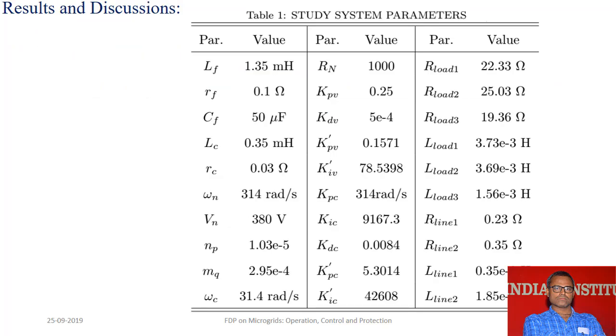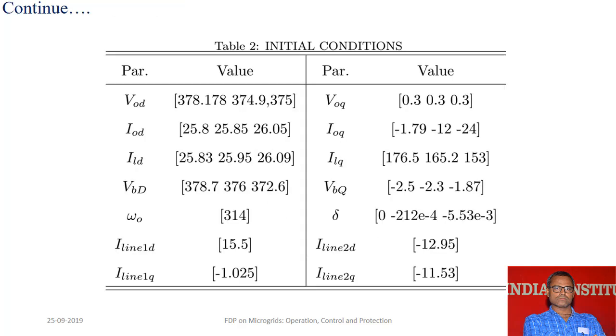These are the study system parameters considered during the analysis. Right? These are the parameters LF, RF, CF. They are the filter type parameters. LC, RC are also filter parameters. Okay. And omega and Vn, mp, mq are the basic parameters taken from some reference, and they are used here. And we need to see the effect of these parameters, the variation of the eigenvalues or eigentrace, by varying this mp and mq and other parameters.